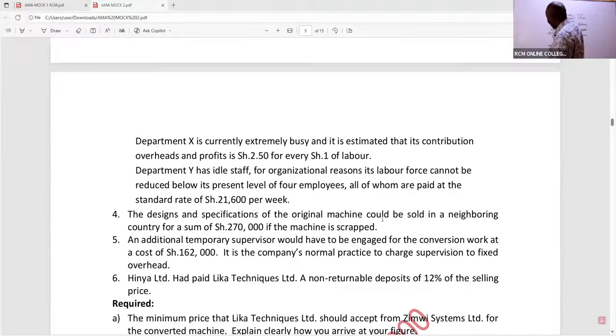Designs and specifications. Let me see. I can only see one student who has spoken. How about the other students? Only one.